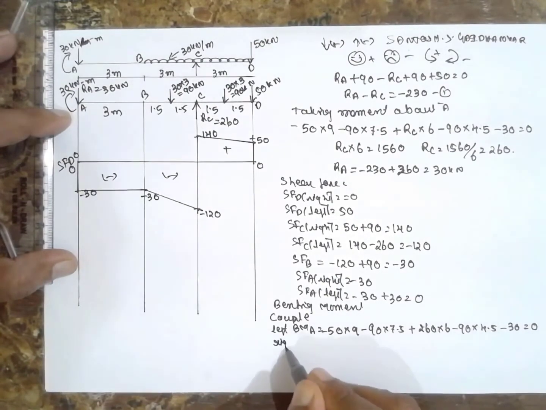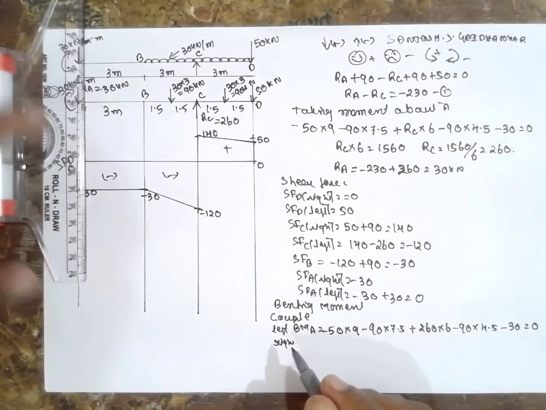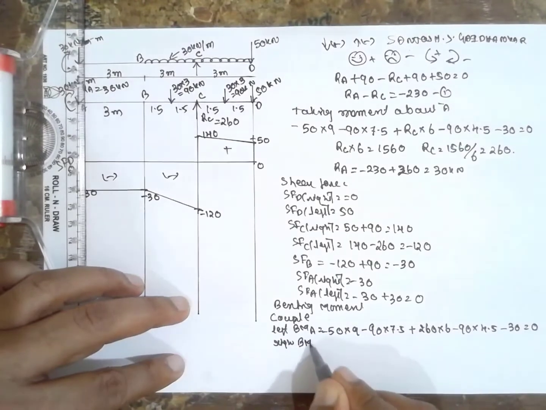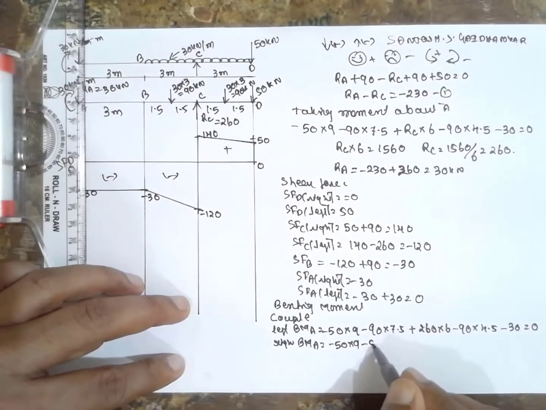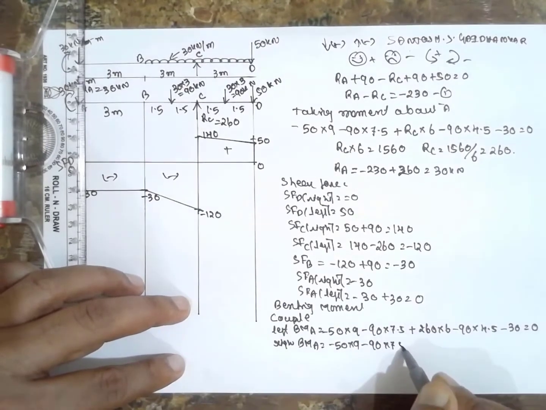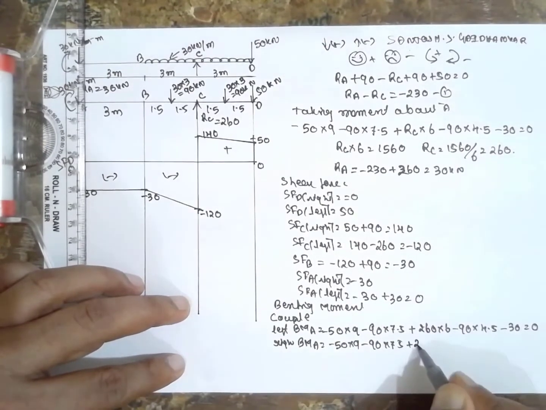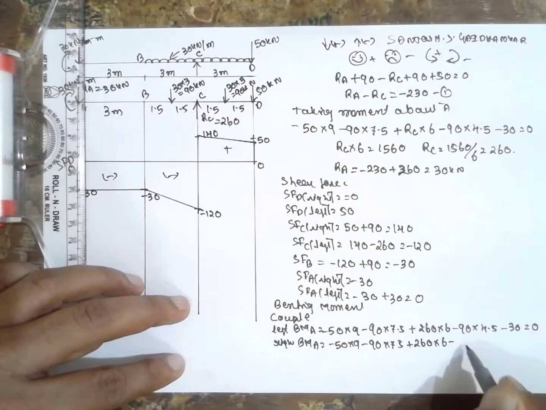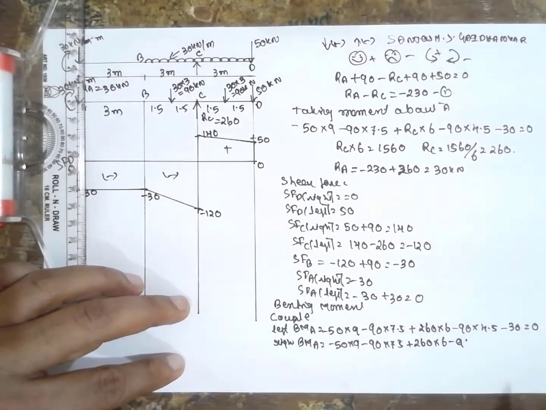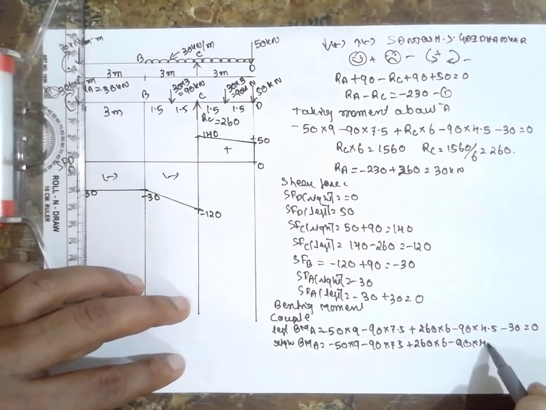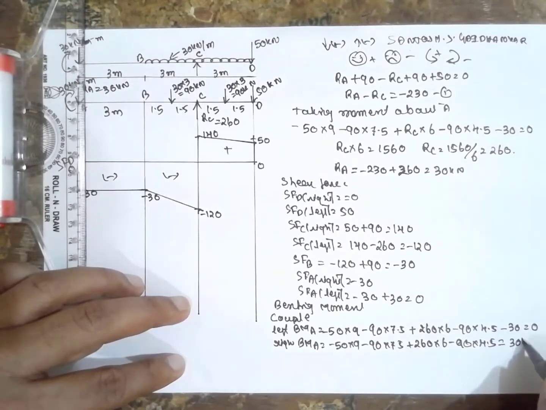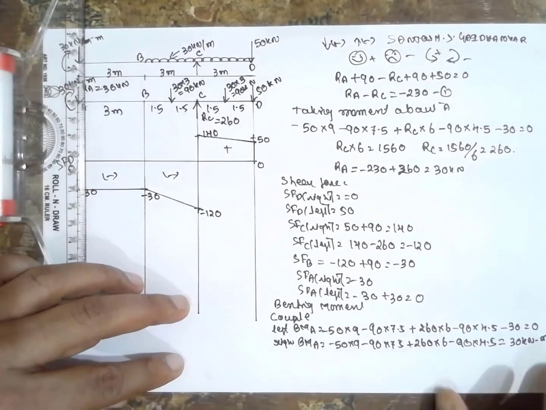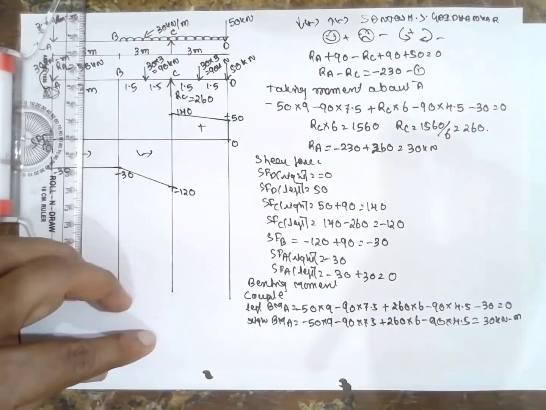On right side without couple, BM at A without couple: minus 50 into 9, minus 90 into 7.5, plus 260 into 6, minus 90 into 4.5, without couple. Answer will be 30 kilonewton meter.